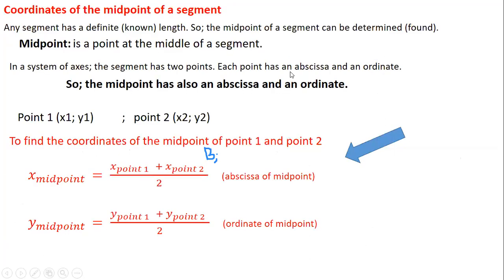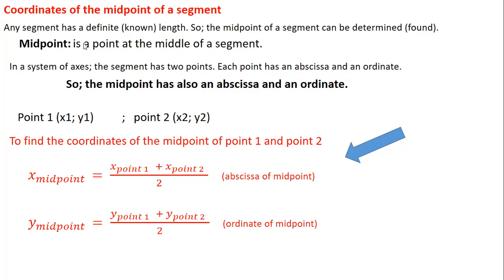Now, I will move to our lesson. In our lesson, let me erase this. So I will use the eraser. Now, in our lesson, coordinates of the midpoint of a segment. So after drawing a segment in a system of axes, any segment has a definite or a known length. So the midpoint of a segment can be determined or found.